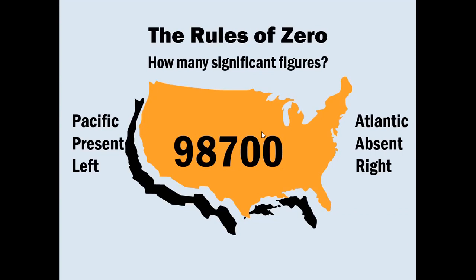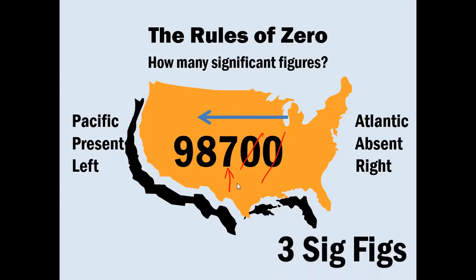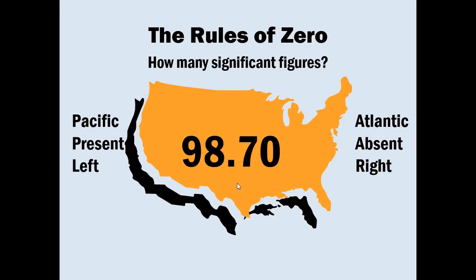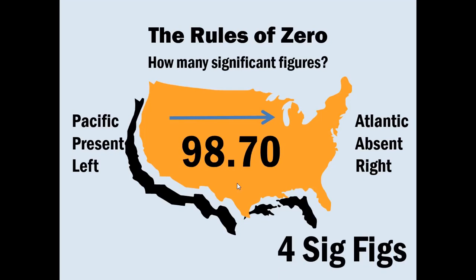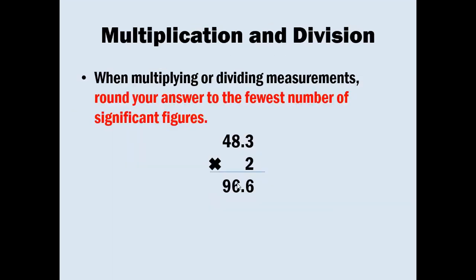Here's another one. Note how there is no decimal place, and so we're going to start counting from the right-hand side. We're going to skip the first zeros, and we start counting with our non-zero answer. And so we have 3 sig figs in this value. Decimal place is present, therefore we count from the left-hand side. We start with our first non-zero number being the 9, and we get to 4 significant figures.